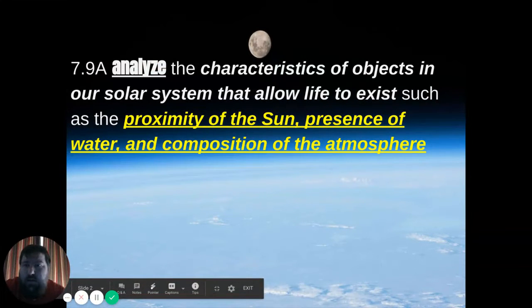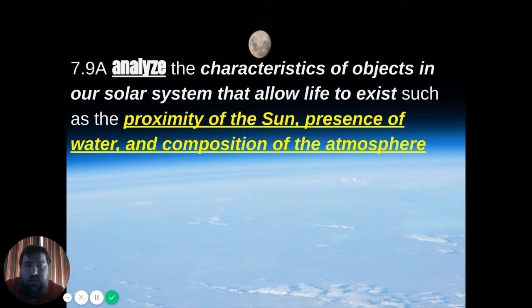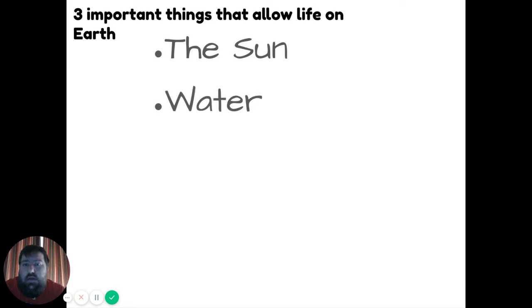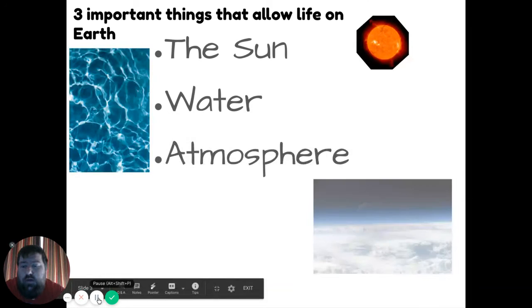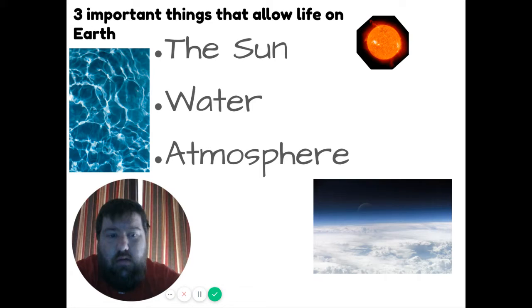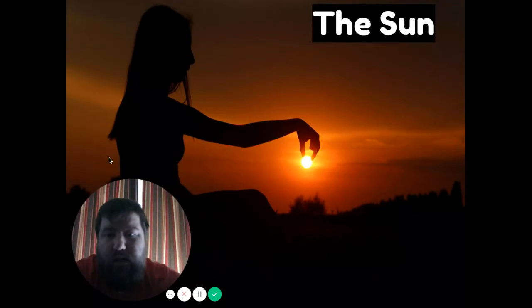Our standard this week is 7.9a, analyze the characteristics of objects in our solar system that allow life to exist, such as the proximity of the sun, the presence of water, and the composition of the atmosphere. So, the three important things that allow life to exist on Earth. The first one is the sun. The second one is water. And the third one is the atmosphere. All right, so the sun, the water, and the atmosphere are very important to allowing life to exist on our planet. So let's start with the sun.